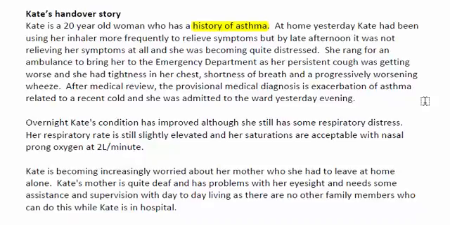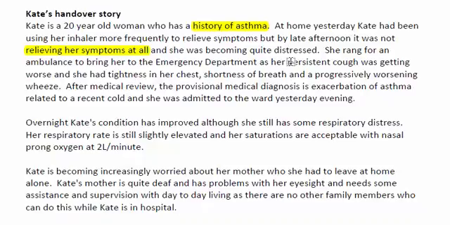So at home yesterday, Kate had been using her inhaler more frequently to relieve symptoms. However, by late afternoon, it's not relieving her symptoms at all. So that tells us that her asthma at this stage is uncontrolled.